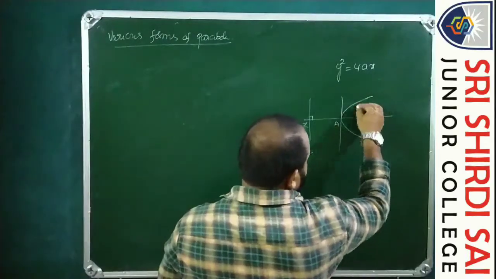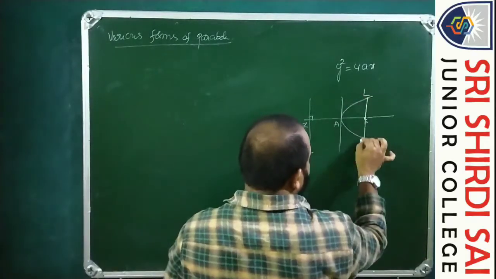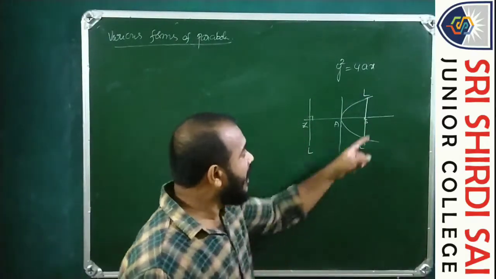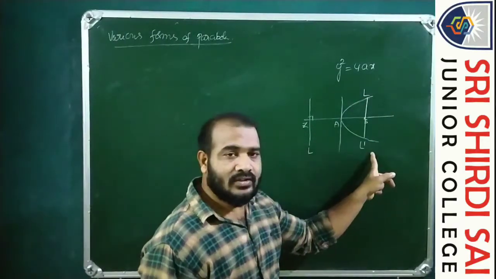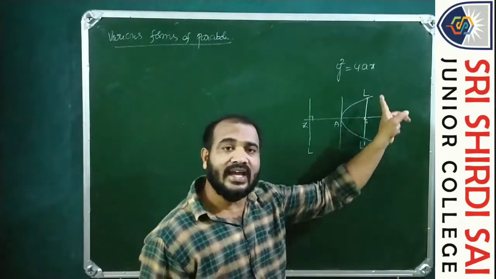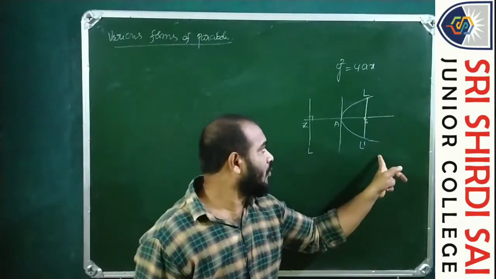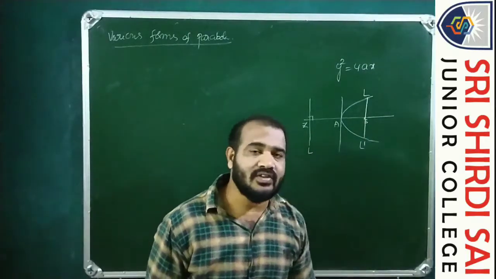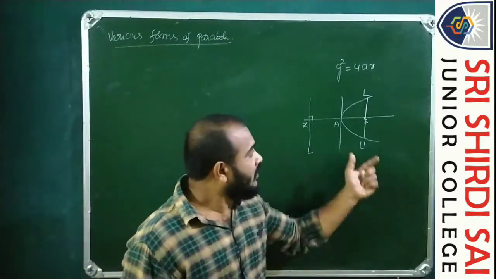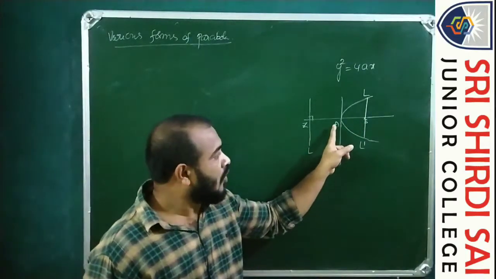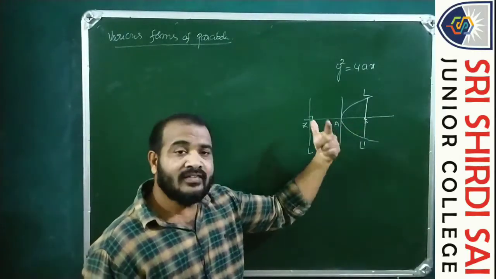And this L dash. This L dash is the length of the latus rectum. So L comma L dash are the end points or the extremities of the latus rectum. All these things we have discussed earlier. And one more thing, the parabola is not only in this form, but it may take several forms.